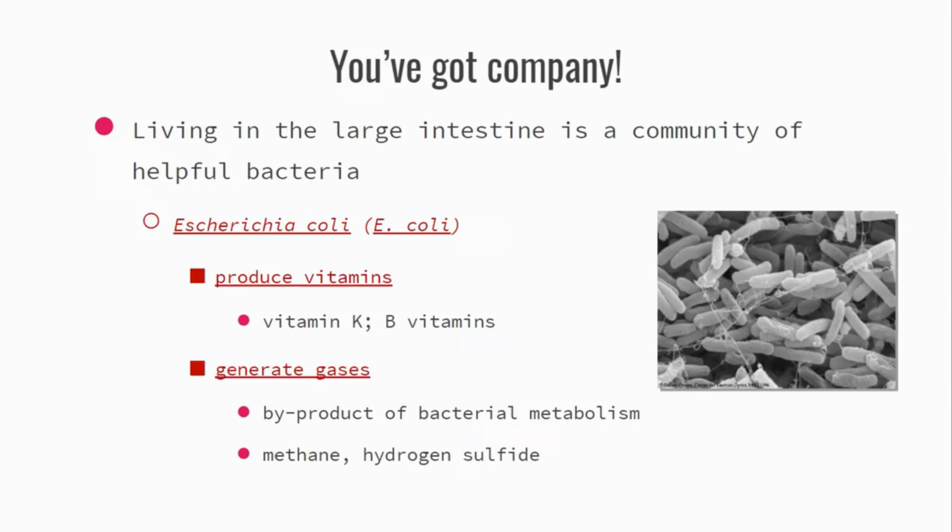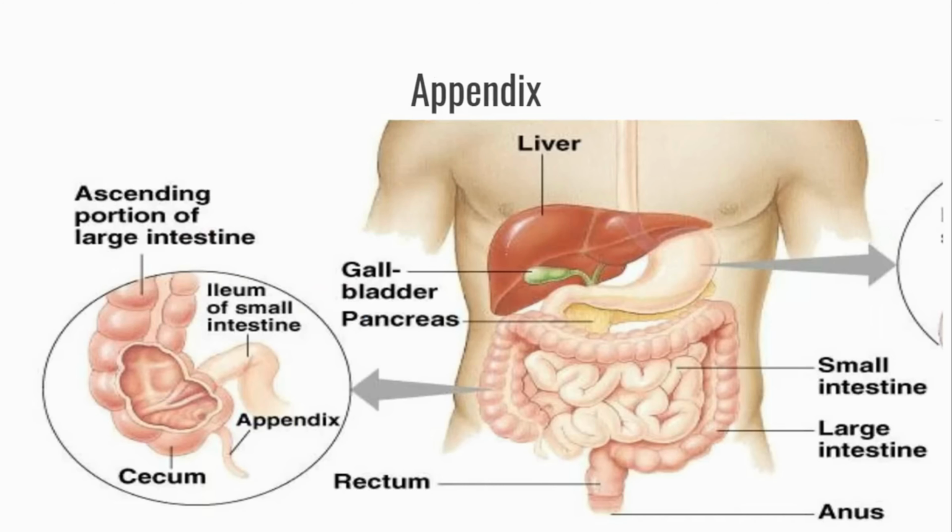You've also got company. Living in the large intestine is a community of helpful bacteria. Number 1 is known as Escherichia coli, or commonly known as E. coli. They produce vitamin K, B. They also generate gases, byproduct of bacterial metabolism, which include methane and hydrogen sulfide.